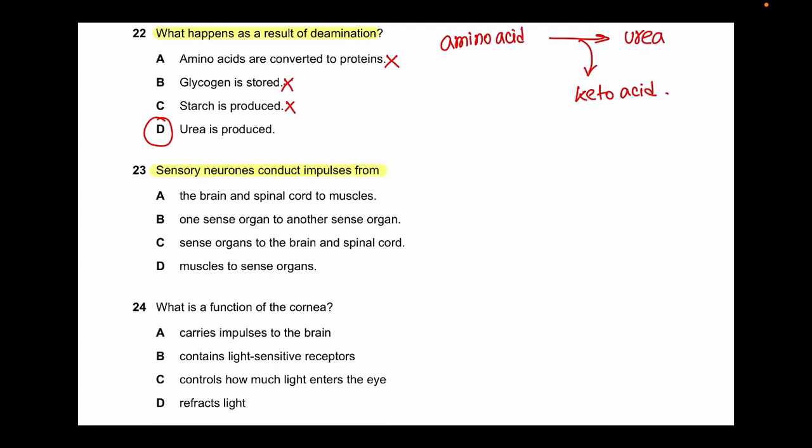Sensory neurons conduct impulses from. Sensory neurons are found in the extremities of the body. So from the brain and the spinal cord to muscles, that is the job of motor neurons. Option A is wrong. Sensory neuron conducts impulses from one sense organ to another sense organ? No. All right. Sensory neuron, from sense organs to the brain and spinal cord. Yes, a sensory neuron takes the information from the sense organ to the brain and the spinal cord. So option C sounds correct.